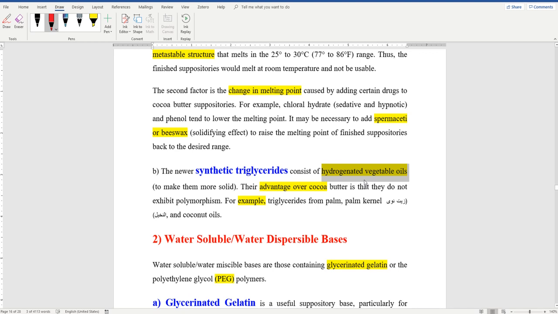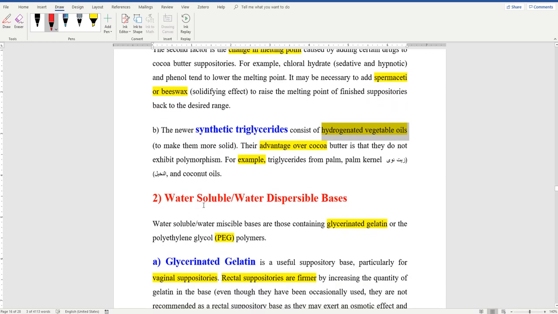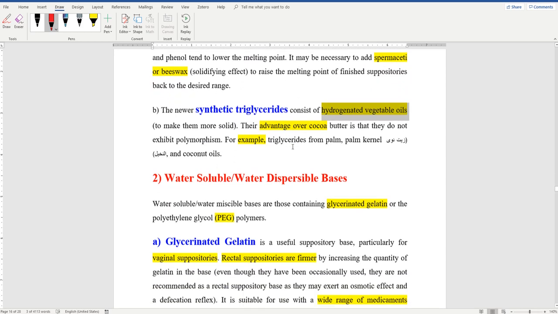It doesn't exist as polymorphs like cacao butter. No, it's stable. Even if you heat it to high degrees, it's stable and has good characteristics. Example: triglycerides from palm kernel and coconut oils, as an example of synthetic triglycerides. Okay.